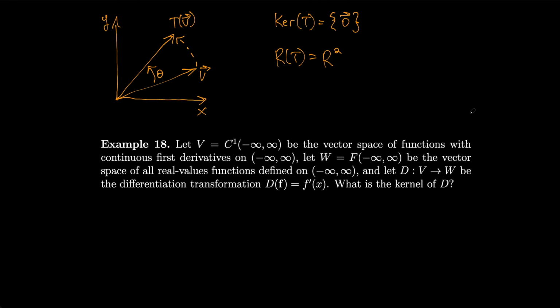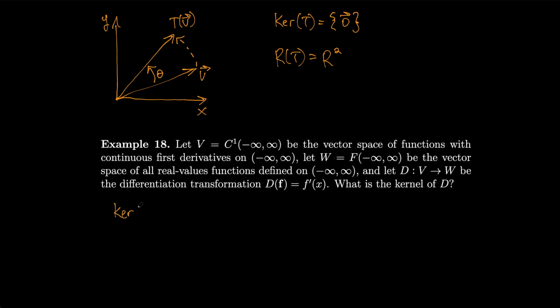Let V equal C1 from minus infinity to infinity be the vector space of functions with continuous first derivatives on minus infinity to infinity. Let W equal F minus infinity to infinity be the vector space of all real valued functions defined on minus infinity to infinity. And let D from V to W be the differentiation transformation Df equals f prime of x. What's the kernel of D?